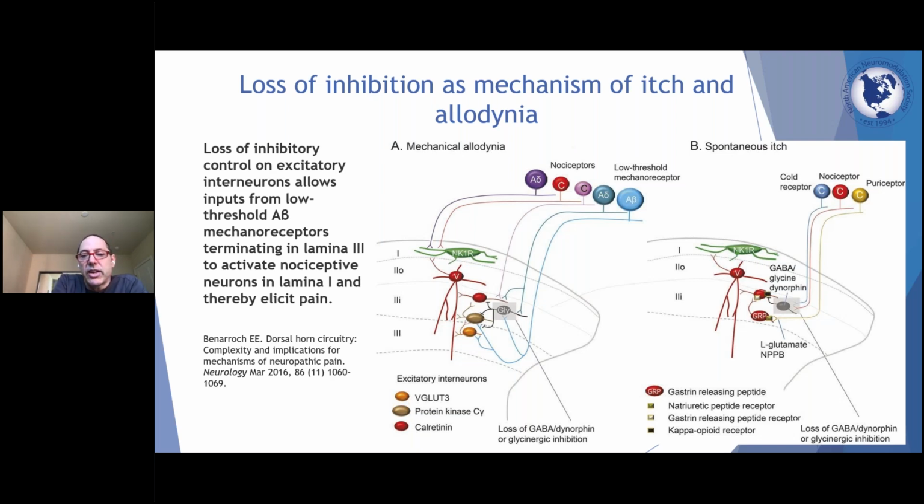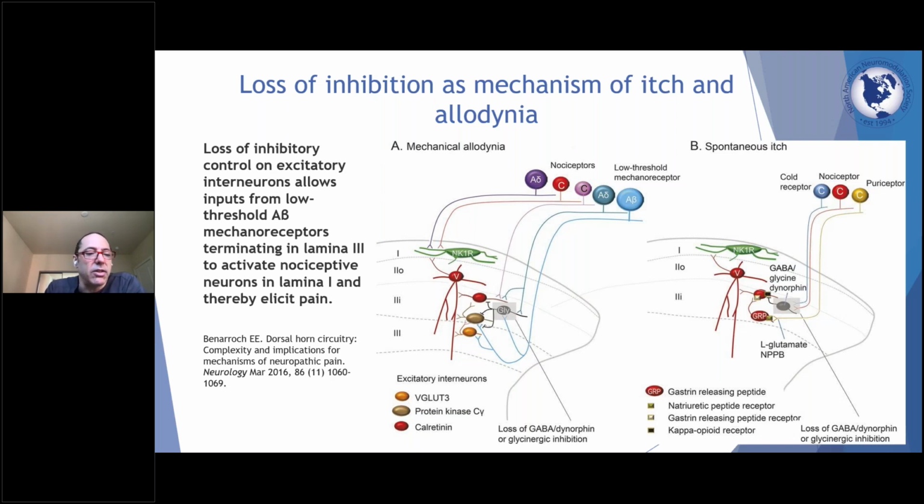By the way, the article that some of these images are taken from is listed there as Benaroch, dorsal horn circuitry. It's a very nice article that's basic science, but published in a clinical journal. If anyone wants a copy of that paper, I think it's probably the single best review for these topics. I can give a copy to Lily at NANS, and maybe we can give people copies of that paper if they want to get a hold of it.